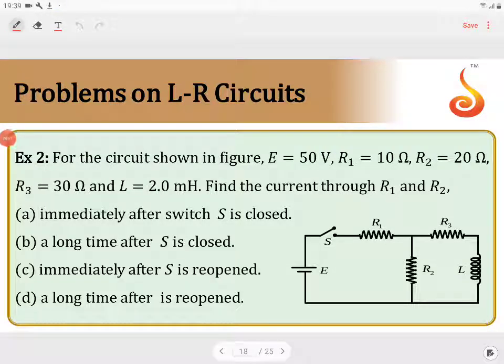For the circuit shown in the figure, E equals 50 volt, R1 equals 10 ohm, R2 equals 20 ohm, R3 equals 30 ohm, L equals 2 millihenry. Find the current through R1 and R2 immediately after the switch S is closed.